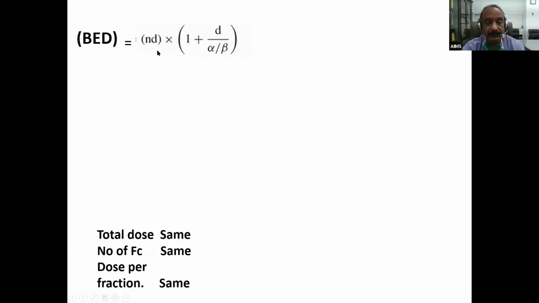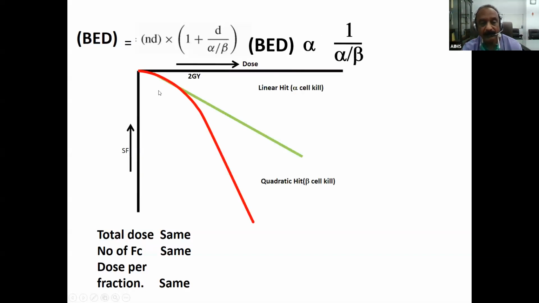Now, this is the formula which we derived. Suppose total dose is the same, number of fractions is the same, and dose per fraction is the same, then your biological effective dose will be inversely proportional to alpha beta ratio. Now, suppose this is the cell survival curve for some cell line. Let us see the contribution at 2 gray. Now at 2 gray, the main contribution is by alpha cell kill and very little contribution by beta, right?